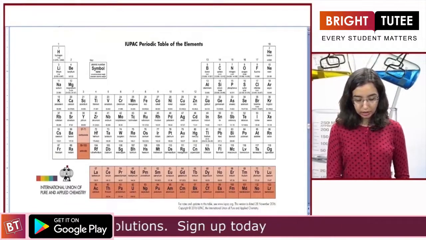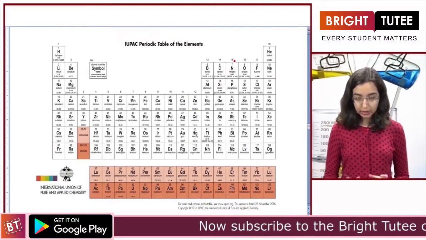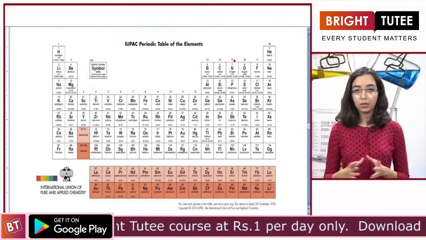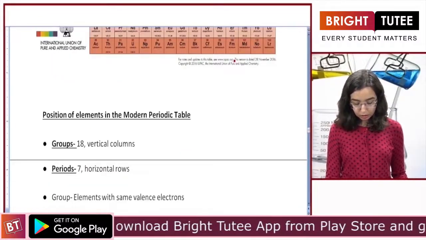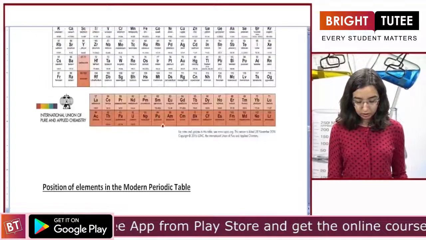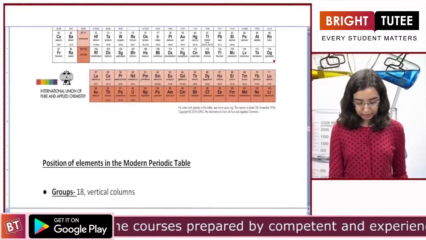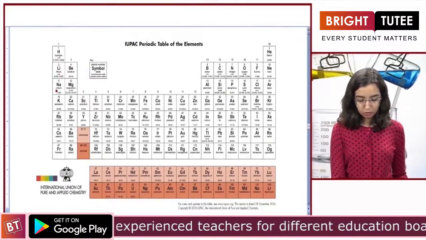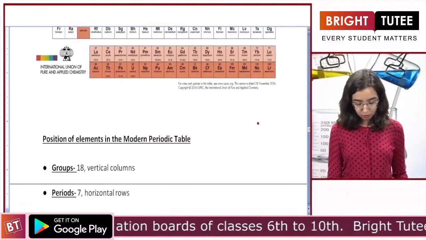It has groups. There are 18 groups, and it also has periods. You see that this arrangement is done in a specific way to put metals together, non-metals together, and we'll study more about this arrangement. So let's move on. Now this has 18 groups, which are the vertical columns, as you can see. 1, 2, 3, 4, 5, 6, and up until 18, it has 18 groups. It has 7 periods, which are the horizontal rows. So it has 1, 2, 3, 4, 5, 6, and 7.